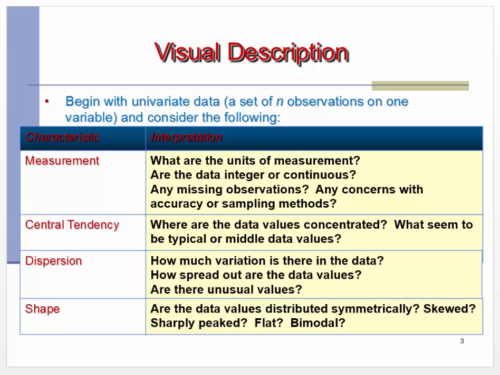Then there's central tendency. Where are the data values concentrated? What seems to be typical or middle data values? Then dispersion. How much variation is there in the data? How spread out are the data values? Are there unusual values? And then the shape. Are the data values distributed symmetrically, skewed, sharply peaked, flat, or bimodal?